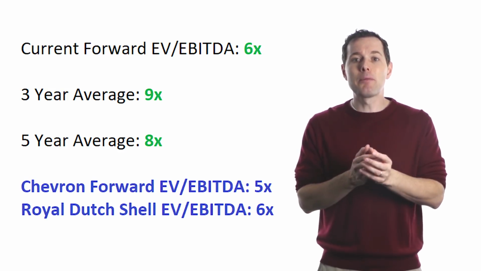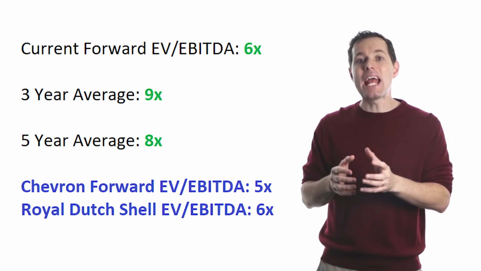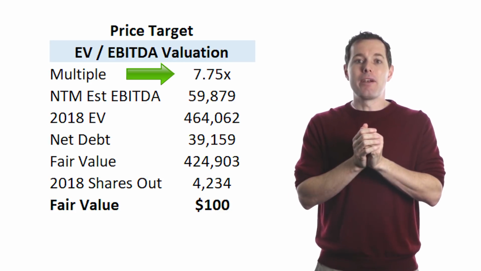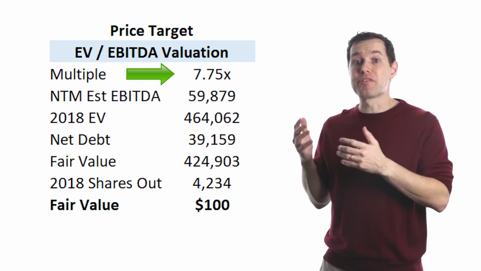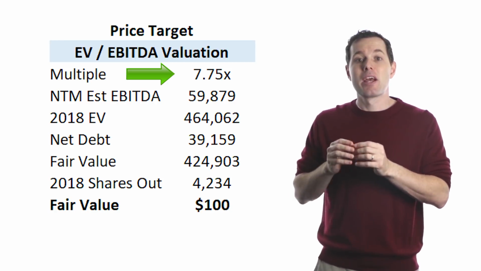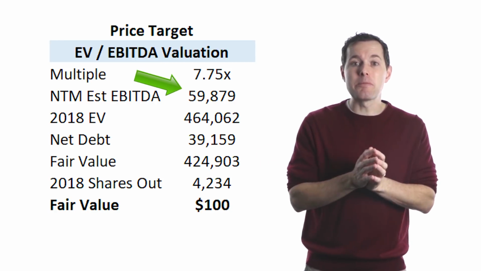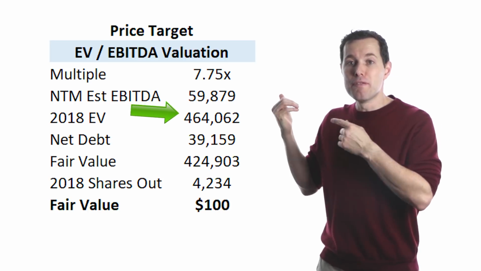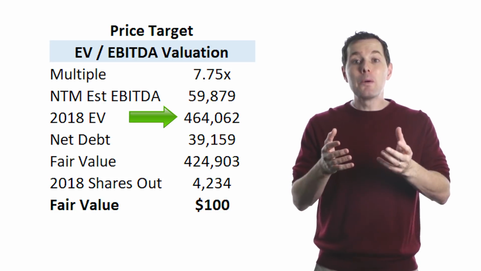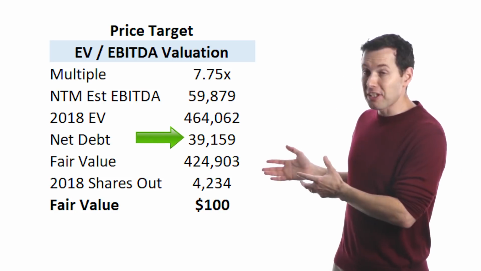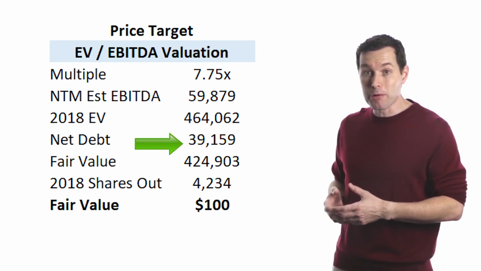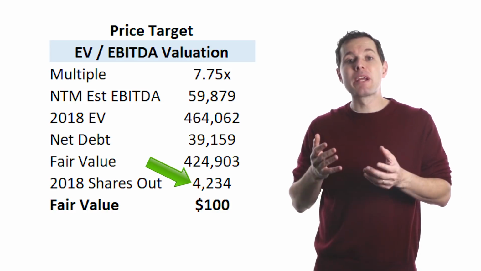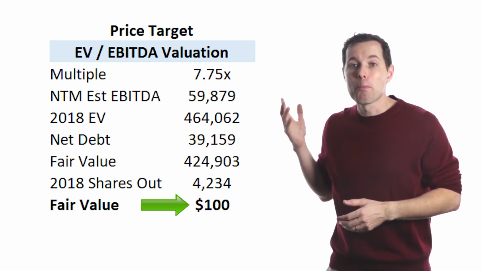So if Exxon was trading at its own 5-year average of 8x, now that 8x was actually 7.75x, I just rounded it, but to be more accurate, I'm going to use the 7.75x for our calculation. EBITDA over the next 12 months is expected to be about $59 billion, giving us an enterprise value of a bit over $464 billion. Now, all we need to do is subtract debt. Net debt was about $39 billion, dropping the fair value of our equity to about $425 billion. Divide that by the shares outstanding, and we get a fair value of about $100 per share.